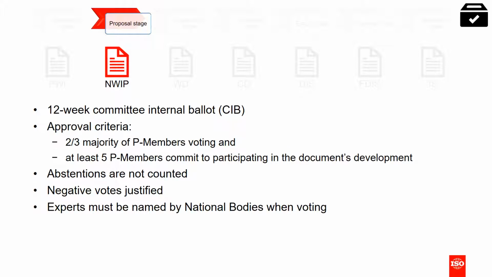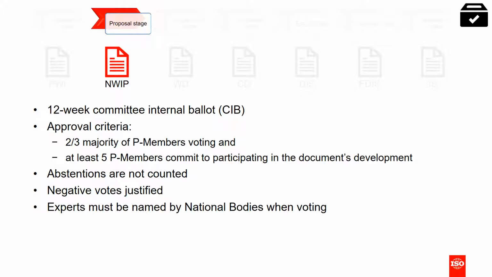New work items cannot be approved by a show of hands at a meeting. The decision has to be made by a committee ballot, which is usually 12 weeks. Approval requires 2/3 majority of the P members voting and there must be a commitment to participate from 5 P members, or it can be 4 P members if there are fewer than 16 P members in the committee. Abstentions are not counted, and any negative vote must be properly justified.